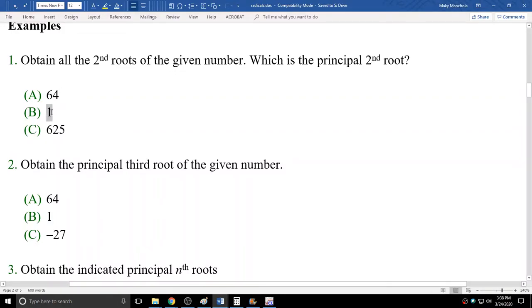Obtain all second roots of 1. Well, there are 2 of them. One of them is 1, the other one is negative 1. The principal one will have to be 1.